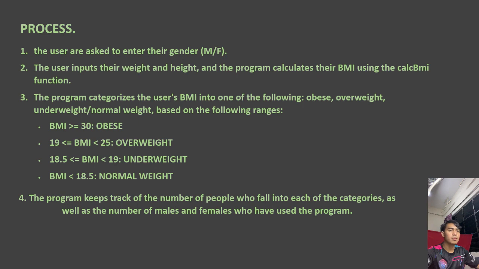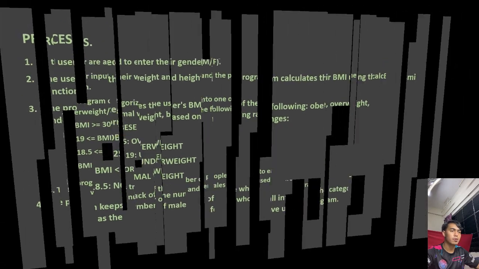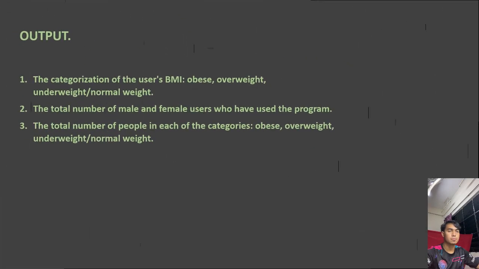The program keeps track of the number of people who fall into each of the categories, as well as the number of males and females who have used the program. Output: the categorization of users' BMI, obese, overweight, underweight, and normal weight. The total number of male and female users who have used the program. The total number of people in each of the categories: obese, overweight, underweight, normal weight.